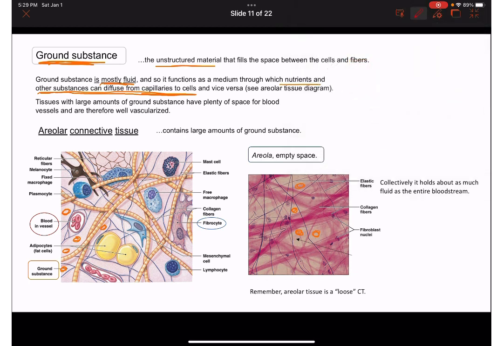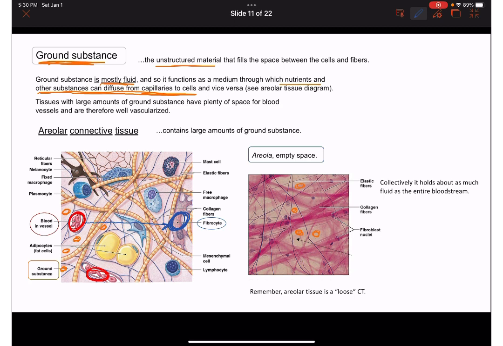So for instance, here we have blood vessels. And here we have a fibrocyte. And this fibrocyte needs oxygen. It needs glucose. And how is it going to get it? Well, both of those things, glucose and oxygen, are going to move from the capillaries into the tissue, and this ground substance is going to provide a medium that those substances diffuse through to reach the fibrocyte.